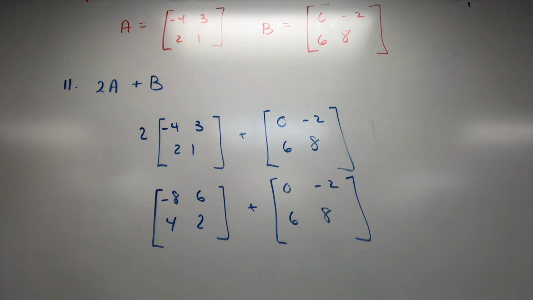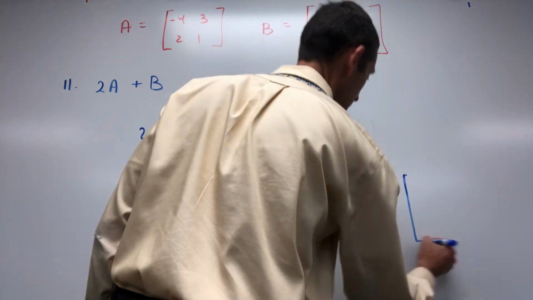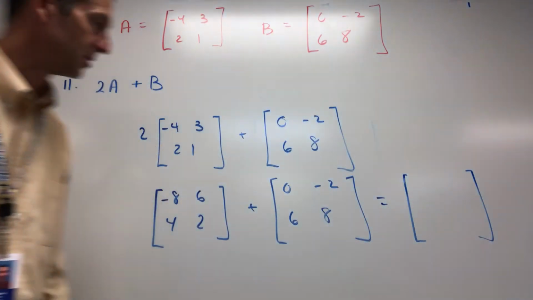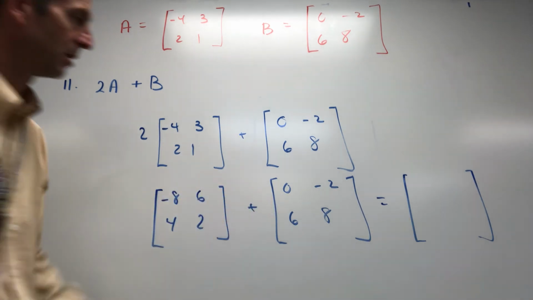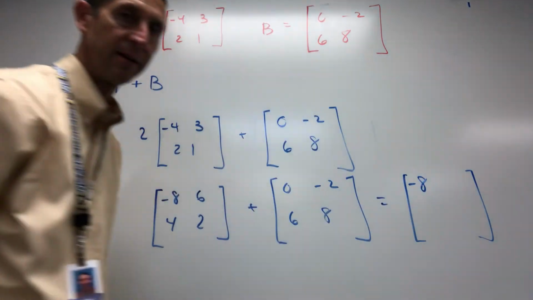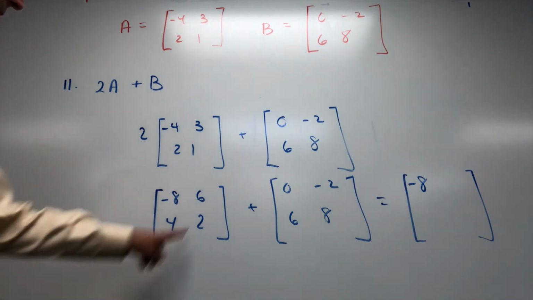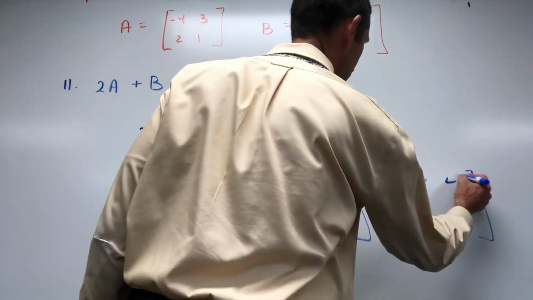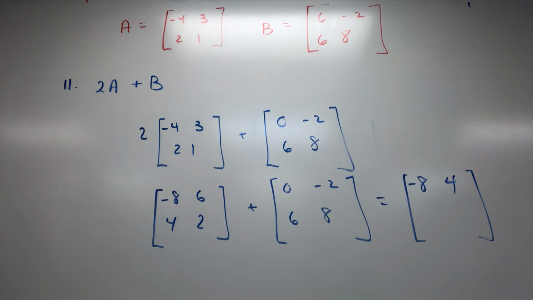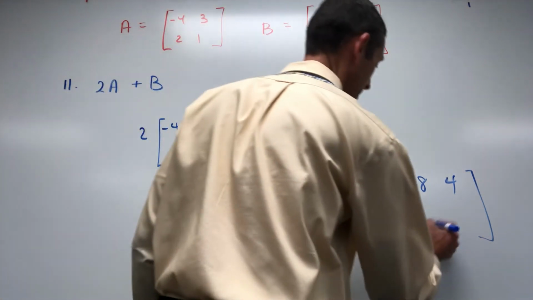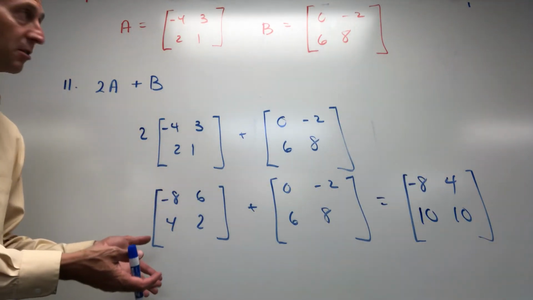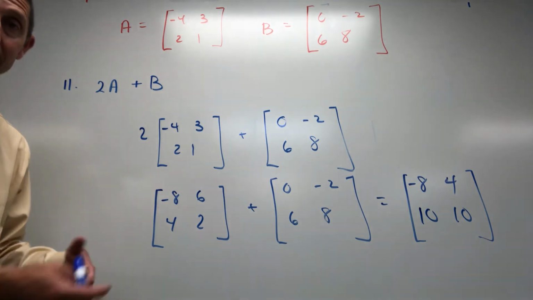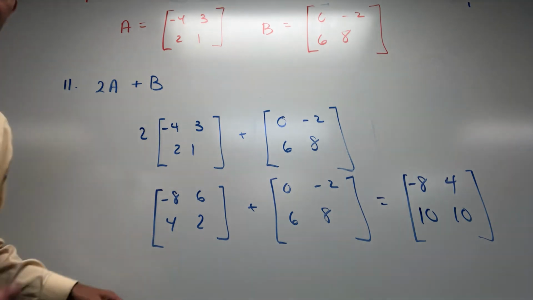And then we're just going to add them. I think I can fit it over here. Yeah, you guys still see that? So we'll just look at it right here. You've got the negative 8 plus the 0, negative 8. You have the 6 plus the negative 2, that's just going to be 4. And what do we got here? That's going to be 10 and that. Oh, they're both 10. 10 and 10. So this is more of what your assignment's going to look like. You've got a little bit of scalar multiplying, a little bit of adding. Let's try one more of these just to make sure.